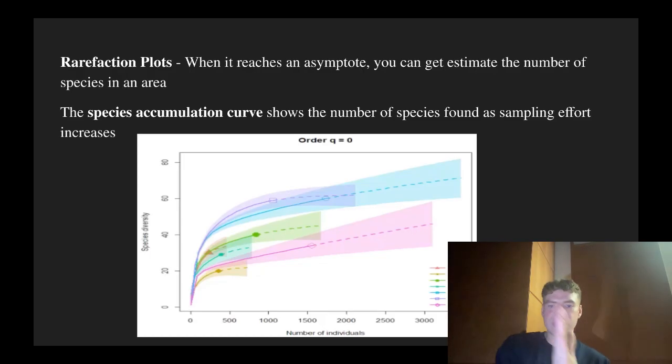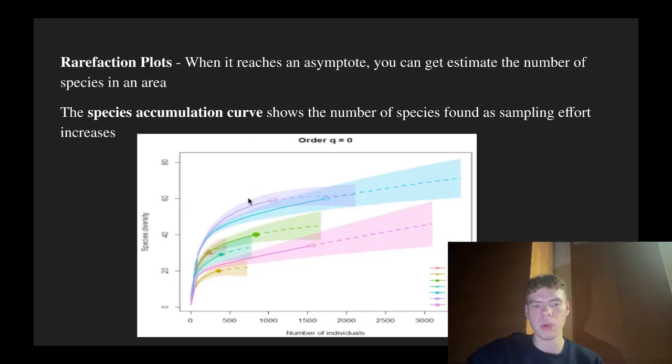And once again, if it's still increasing, that means that you need to keep sampling because you're going to discover more biodiversity and you have a very diverse environment. Or if it asymptotes, that means you already have a good idea of how many species are in your ecosystem. So for this example here, the blue line needs more sampling because it hasn't asymptoted yet. It's still kind of increasing.